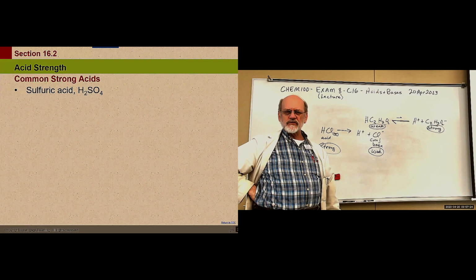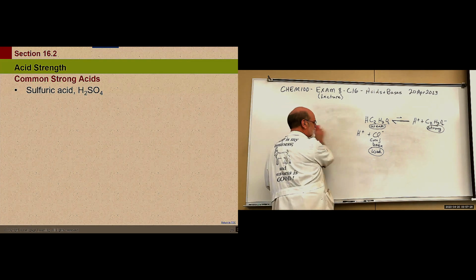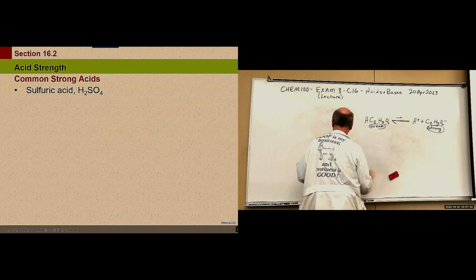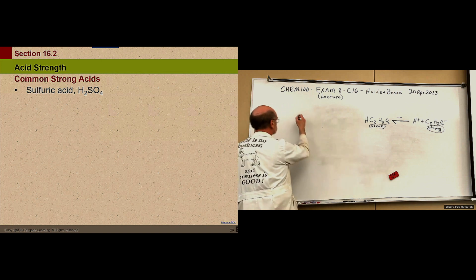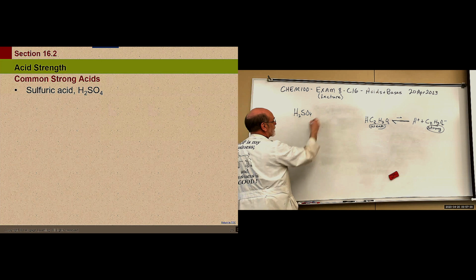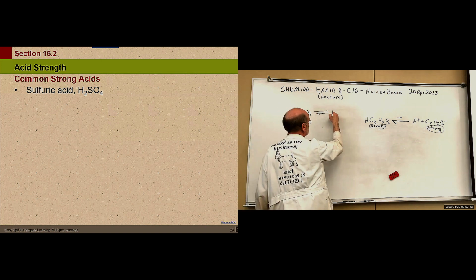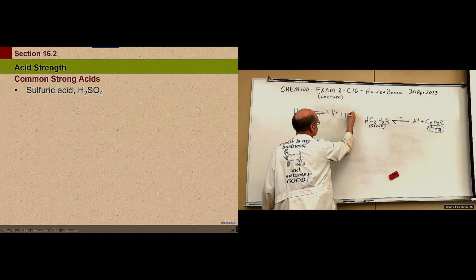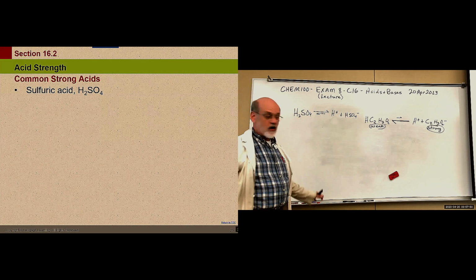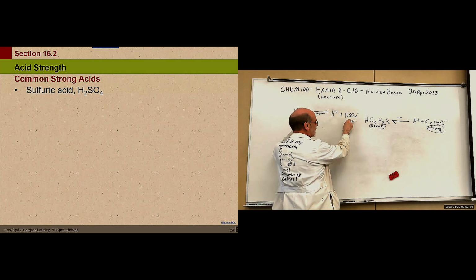So these are some common strong acids, in chemical terms. Sulfuric acid. So this one would produce that plus this, like that. That would be strong. Strong acid, weak base.